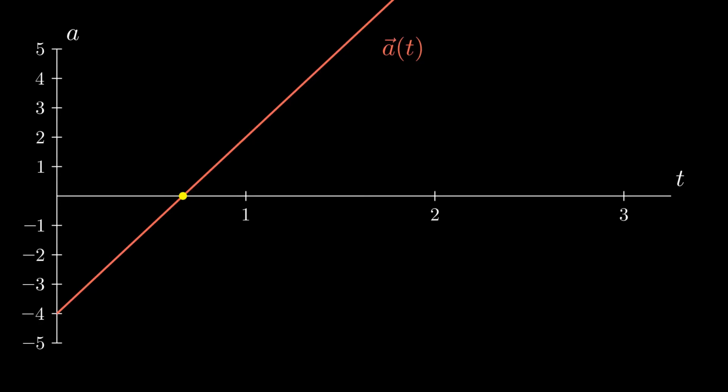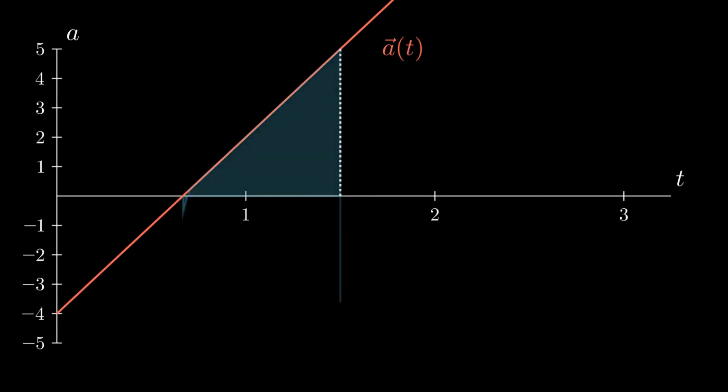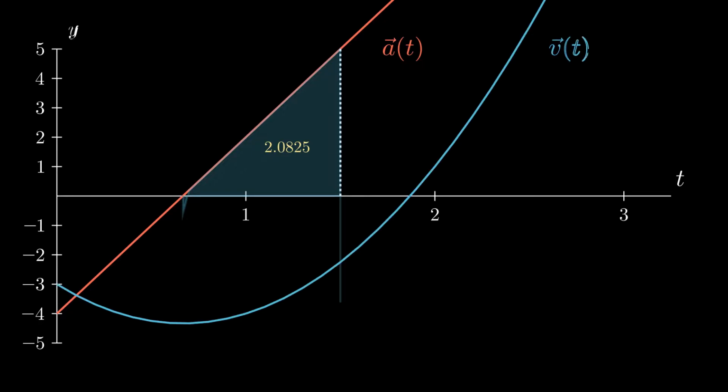Let's say you want to find the change in velocity from where the acceleration graph intersects the t-axis to t equals 1.5. We could either perform numerical integration or simply find the area of this triangle formed by the graph on the t-axis. Performing either of these methods yields 2.0825. But what does this number mean? Let's quickly show the velocity graph. If we show the graph's value at these two times, what is the change in the value between these two times? Well, we have it right here, the result of the numerical or graphical integration that we just performed.